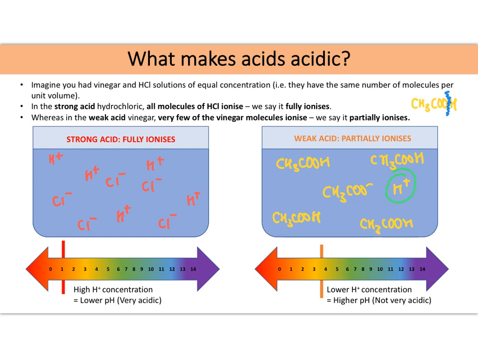Okay, so we've got strong acids where there's full ionization. We have weak acids where there's partial ionization. So our fully ionized acids are going to have, generally speaking, a much higher concentration of H plus ions. Our weak acids are, generally speaking, going to have a lower concentration, and that's why we get a difference in the pH, because pH is a measure of the concentration of hydrogen ions.